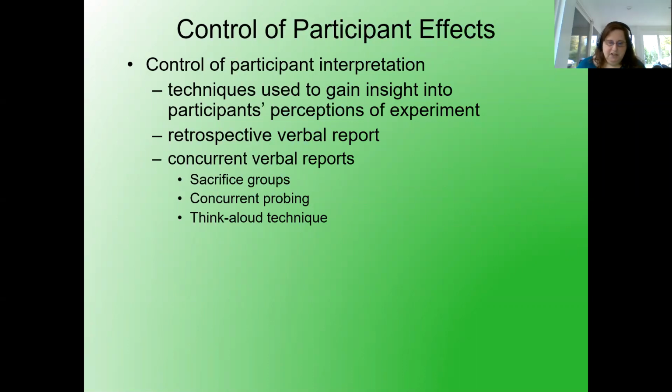Okay. Think aloud technique, a method that requires participants to verbalize their thoughts as they are performing the study. So this just would ask participants, hey, as you're doing this, just talk. Just talk aloud, say what you're thinking is happening. Just keep going, and tell us. Okay. All right.